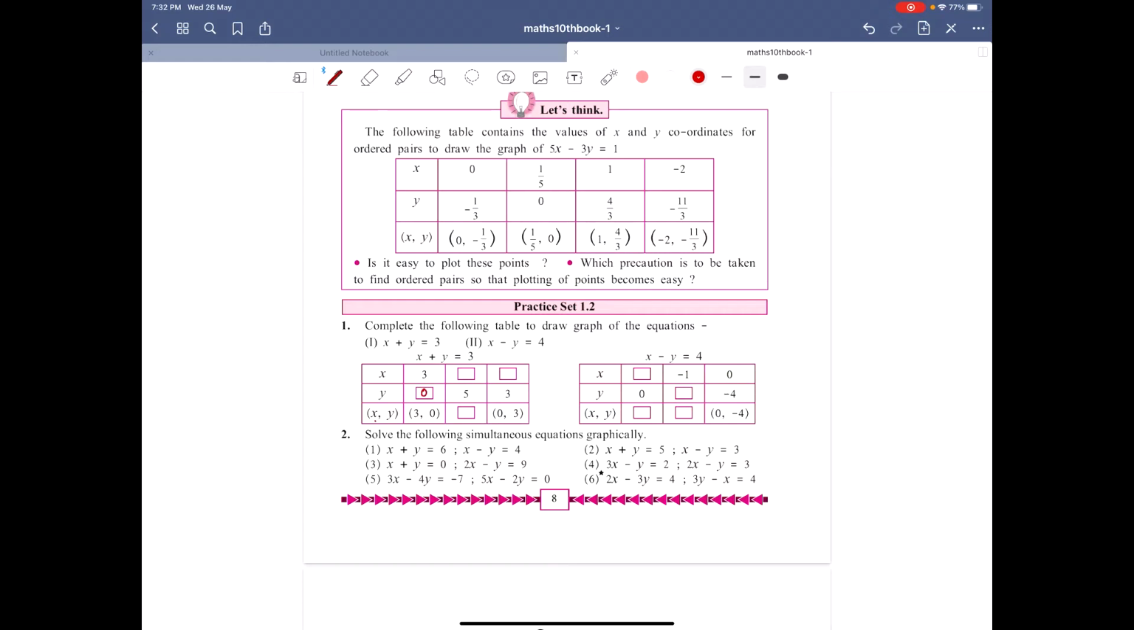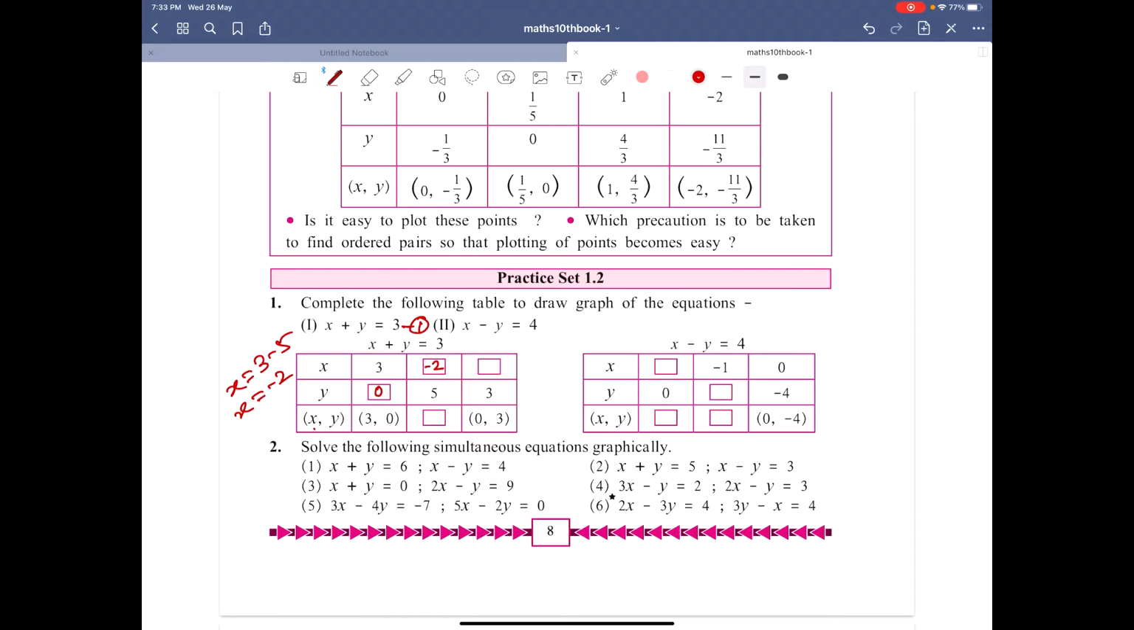Next, in the second column, the y coordinate given is 5. What is the x coordinate? You have to put y is equal to 5 in equation number 1 and find the value of x. So, x plus 5 is equal to 3. That is x is equal to 3 minus 5. So, x is equal to minus 2. So, the x coordinate will be minus 2 and the answer will be minus 2 comma 5. In the last column, 0, 3 is already given. So, the x coordinate will be 0.